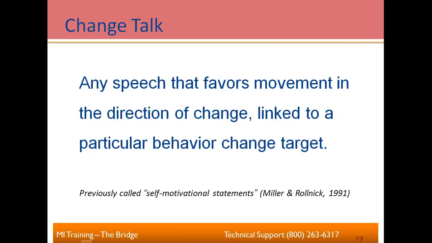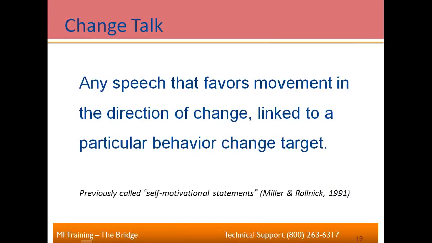So change talk is any speech that favors movement in the direction of change, linked to a particular behavior change target or change goal. It's important in this brief overview for you to walk away with this idea: change talk is what we're listening for. Anything that the client says that favors movement in the direction of change, and again, linked to a particular behavior change target.